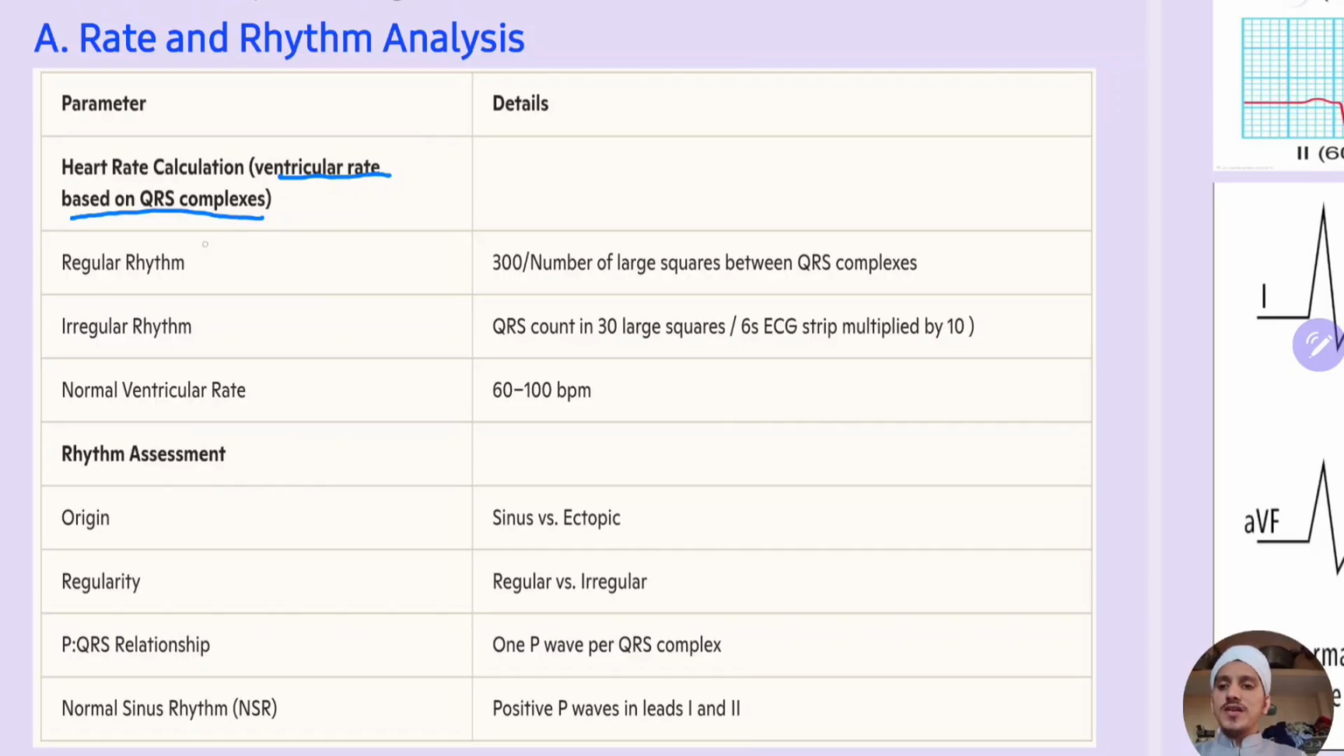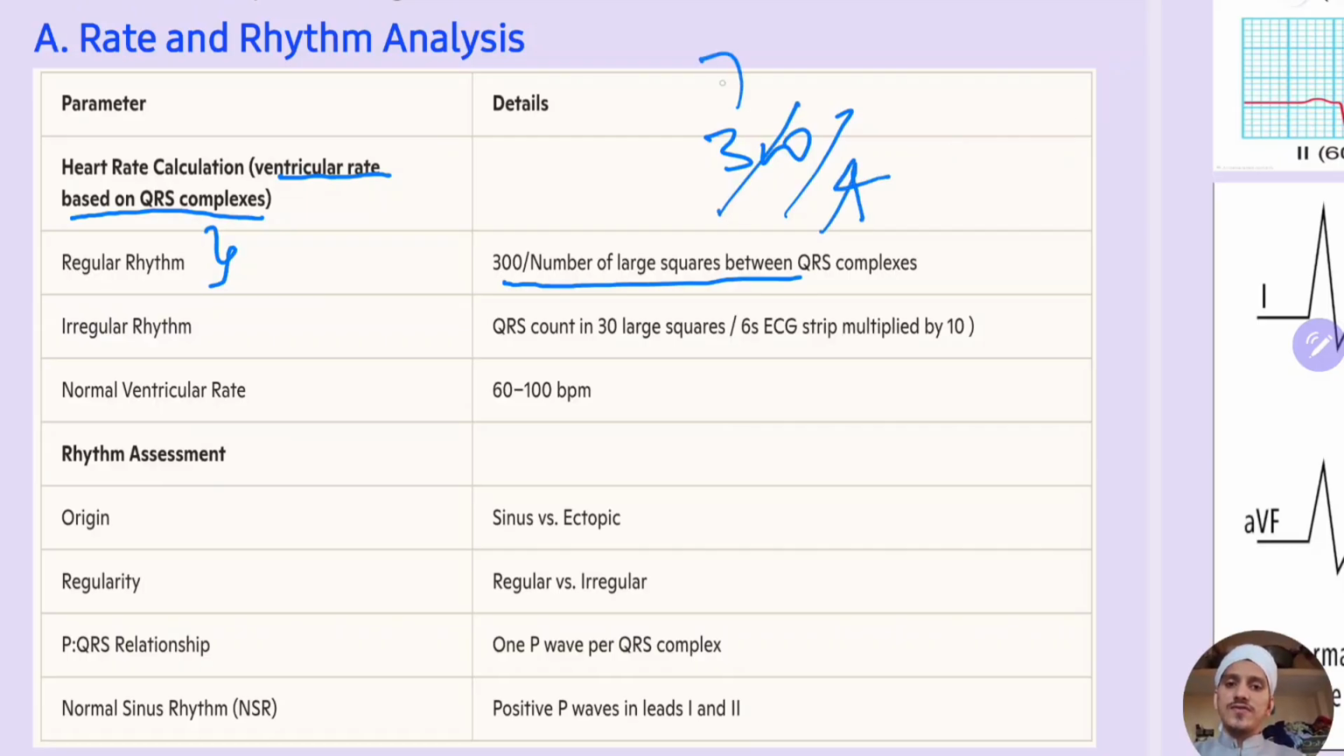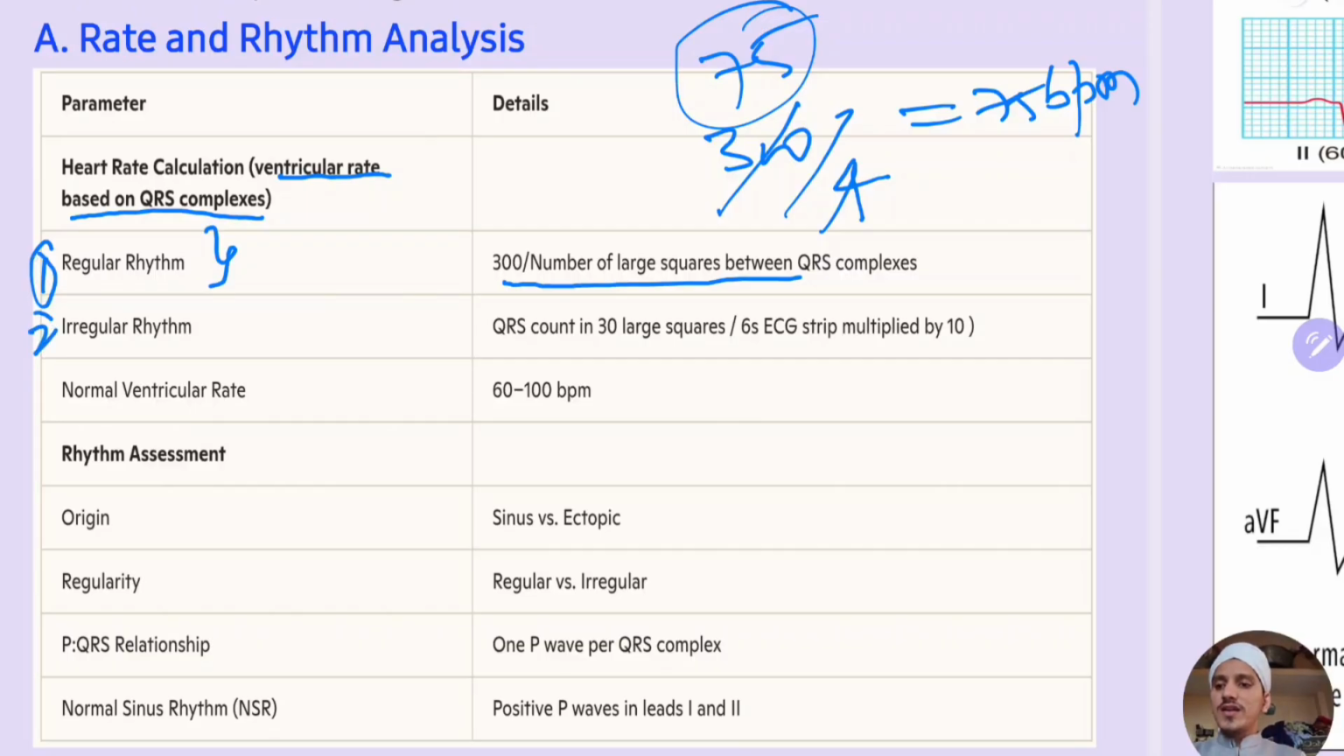Remember, when the rhythm is regular, you calculate 300 divided by the number of large squares between the QRS complexes. Suppose the number of large squares between two QRS complexes is 4, then 300 divided by 4, so the rate will be 75 beats per minute. This is for regular rhythm. In irregular rhythm, this method is not useful.